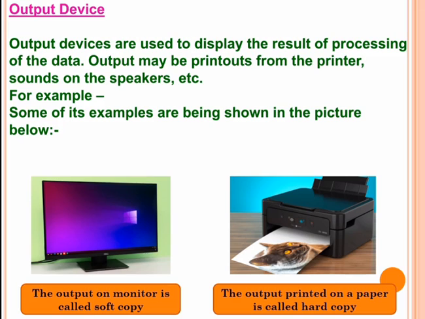Now, the output on monitor is called soft copy. Means जो भी हम देखते हैं monitor पे उसको हम कहते हैं soft copy. Now, the output printed on a paper is called hard copy. जब भी जो हम स्क्रीन पर देख रहे हैं, जो भी इंफॉर्मेशन और डेटा है, उसको अगर हम प्रिंट करते हैं और जो प्रिंट आउट आता है उसे हम कहते हैं हार्ड कॉपी.